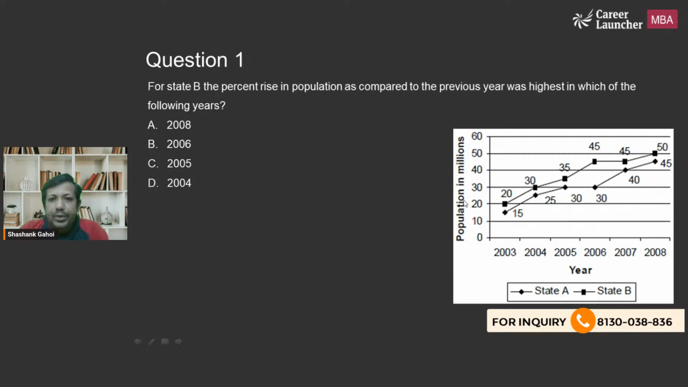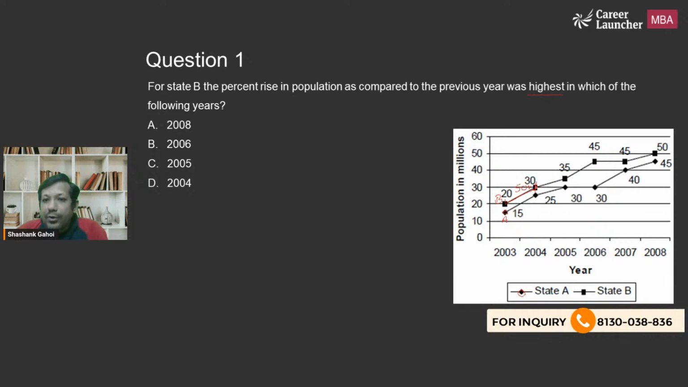If I talk about 2003, this shape is A, so I'm going to write this as A, this is B. So I'm looking for B. Now basically it is going from 20 to 30. So in 2004 as compared to 2003, it is moving from 20 to 30. So it is moving by 50%. Right, and am I looking for highest?